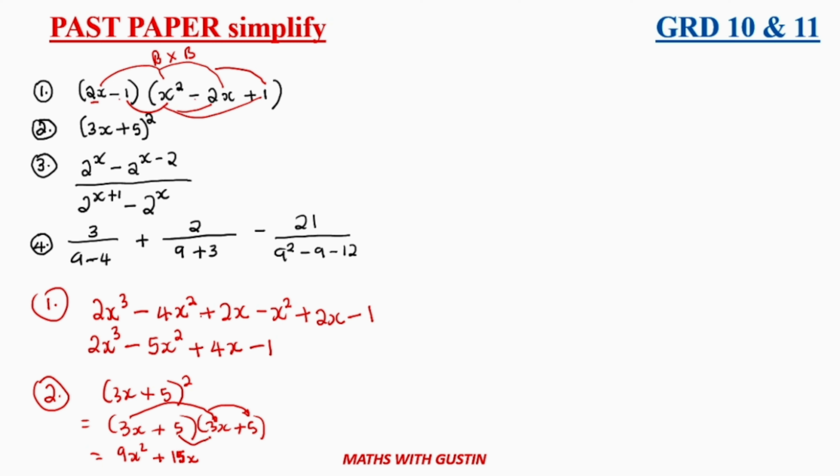Now we say 5 times 3x is going to give us plus 15x. Therefore now we're left with 5 times 5, which will give us plus 25. Okay, so the only thing that is left here is for us to group the like terms. 9x squared will stay as 9x squared. 15x plus 15x will give us plus 30x. Therefore 25 is just 25 alone, it's a constant. Right, so that's how you would deal with that one.